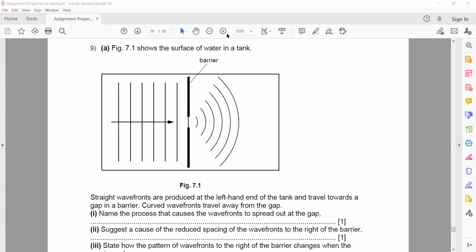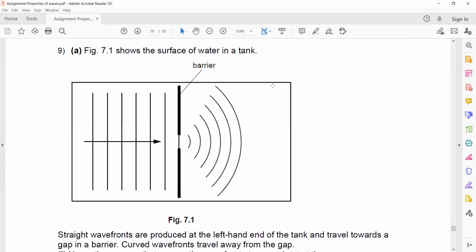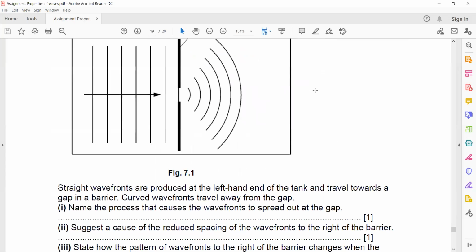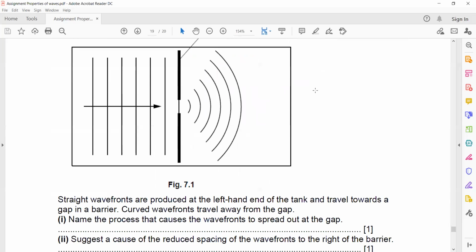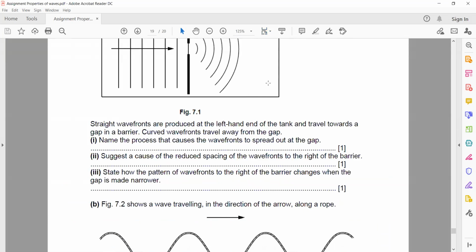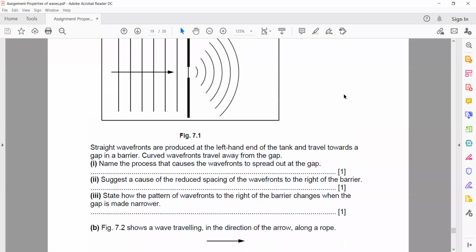Figure 7.1 shows a surface of water in a tank. The straight waves are produced on the left and travel towards the gap and become curved. Name the process that caused the wavefront to spread out. That is known as diffraction. That's correct. Suggest the cause of reducing the spacing of the wavefront on the right.